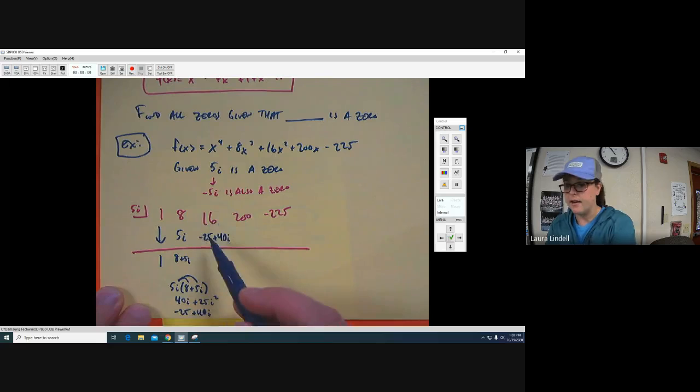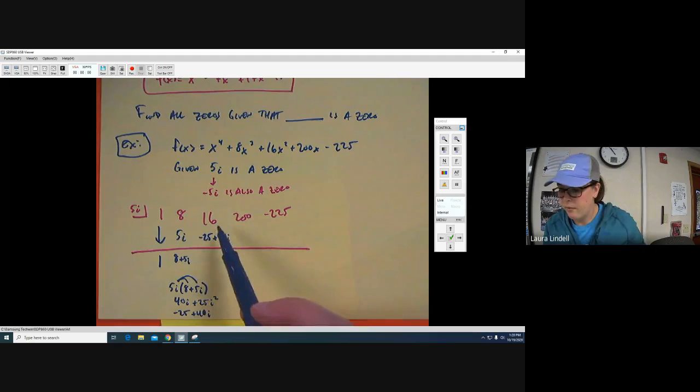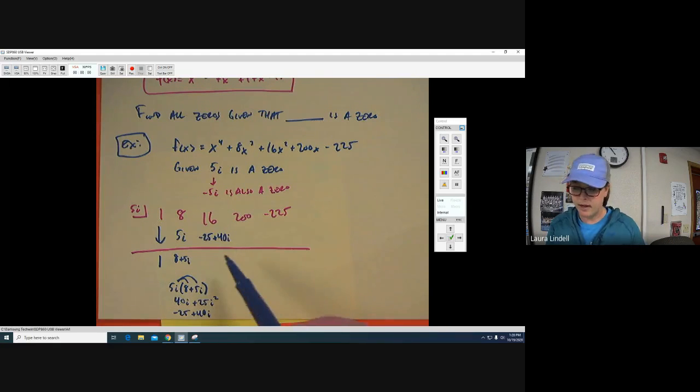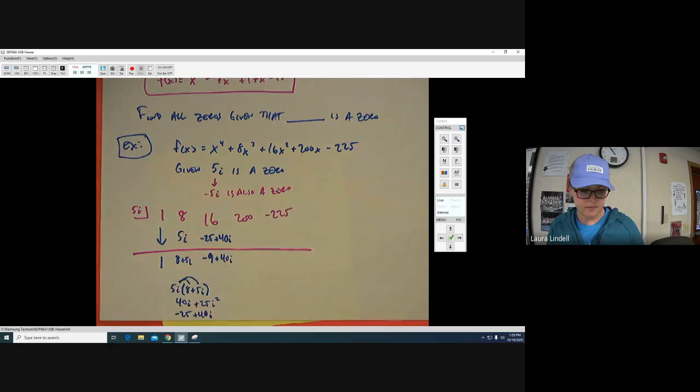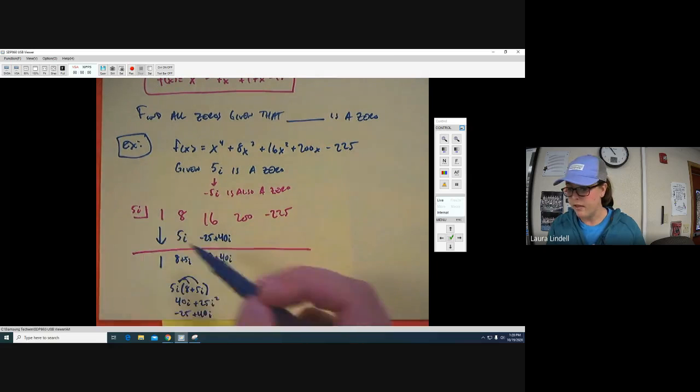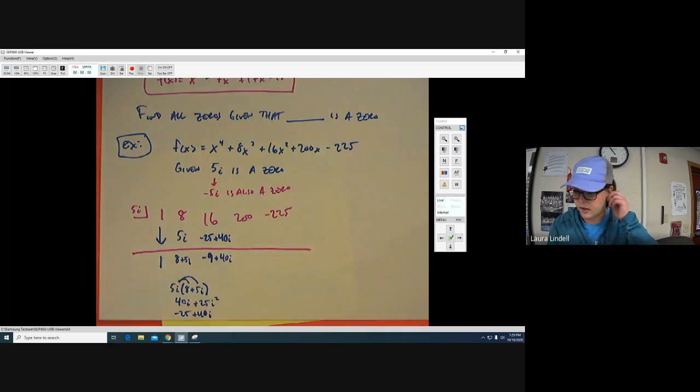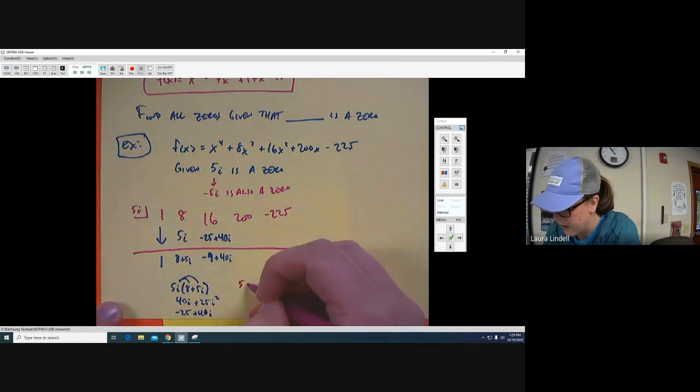Then I have to add again. And wouldn't you know, we're not going to have everything be like terms, so it's going to end up with a very similar situation to right here. The 16 and the negative 25 can be combined. So we do get 16 minus 25 is negative 9 plus 40i. Okay. Then we got to do what we did here again. Multiply the 5i by this right here. I'm going to switch colors. So we got to go 5i times negative 9 plus 40i.